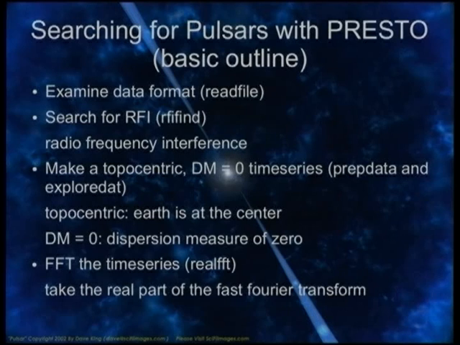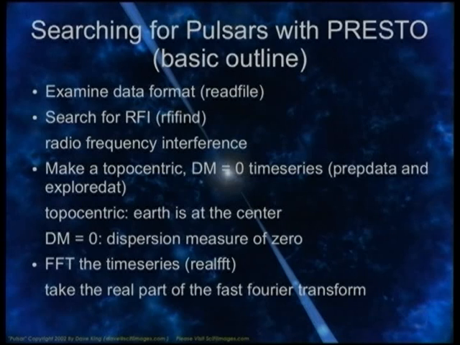And then we search for RFI, which is radio frequency interference. That's a huge problem for us in finding pulsars because it often creates false positives. So one of the first things we want to make sure we do is screen out all the RFI. And then we make a topocentric dispersion measure of 0 time series. And those are the commands to do it.